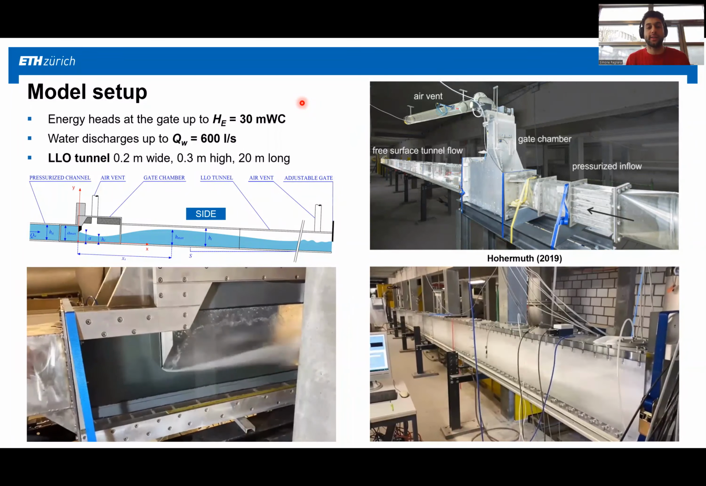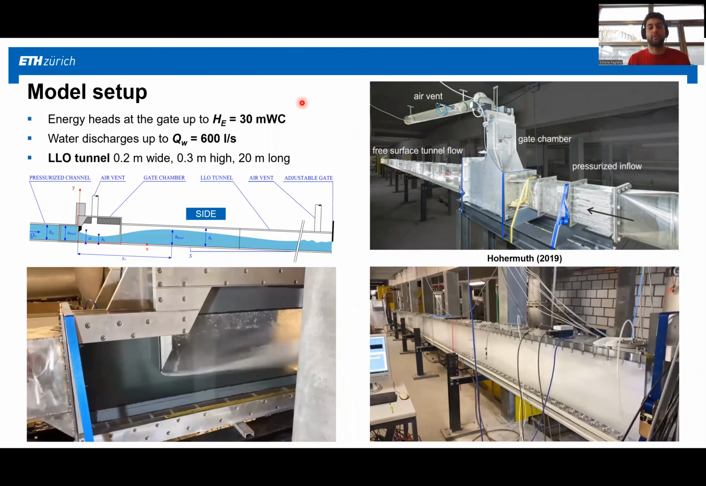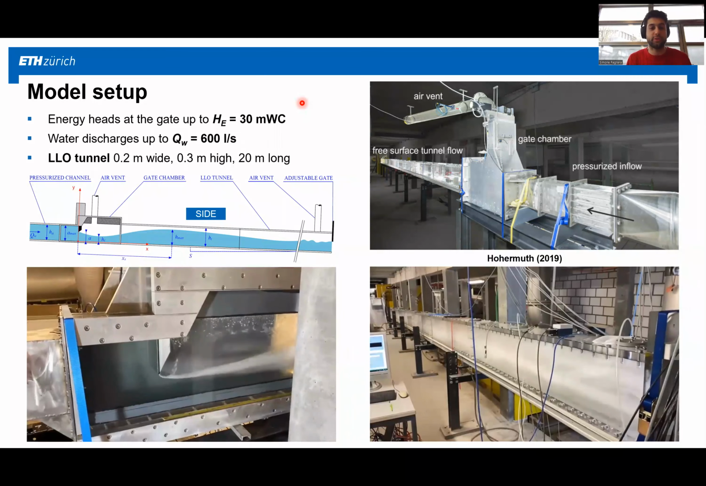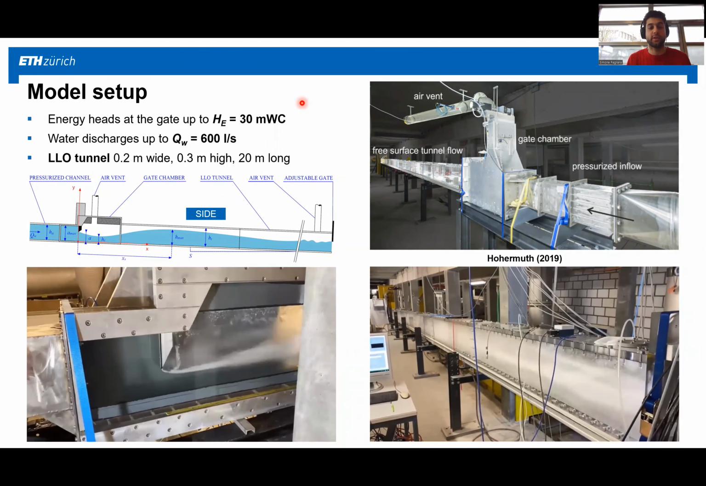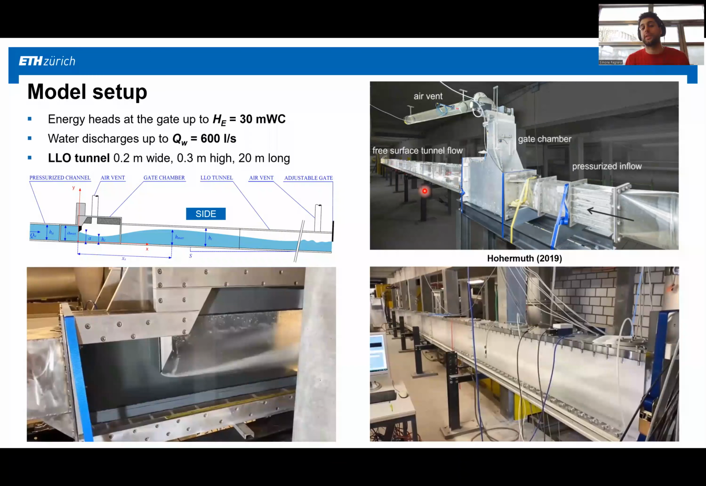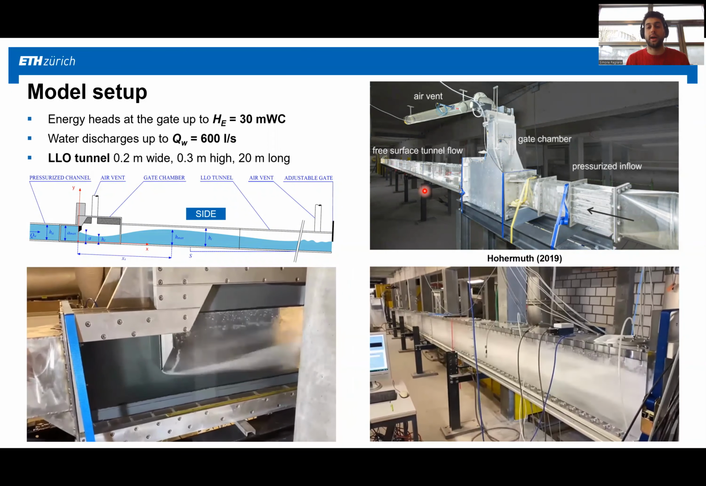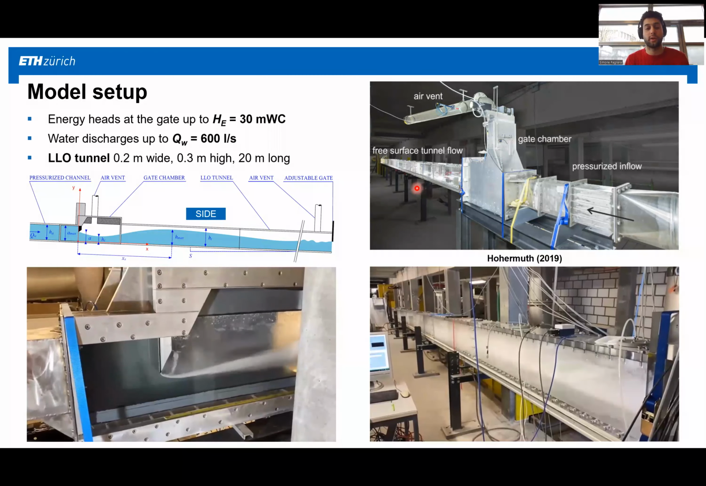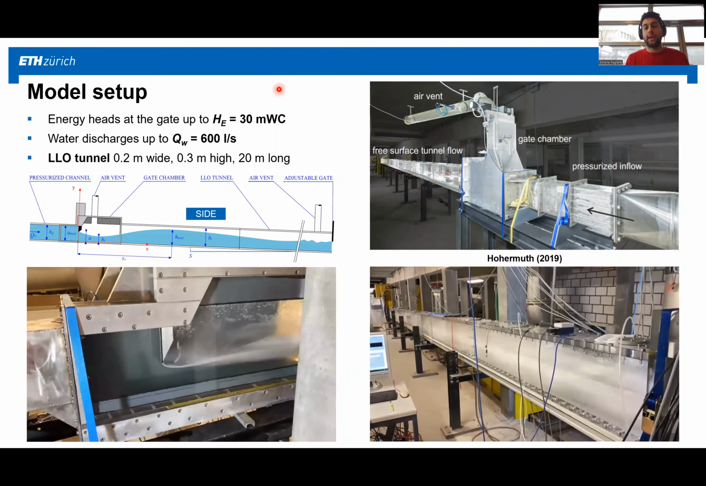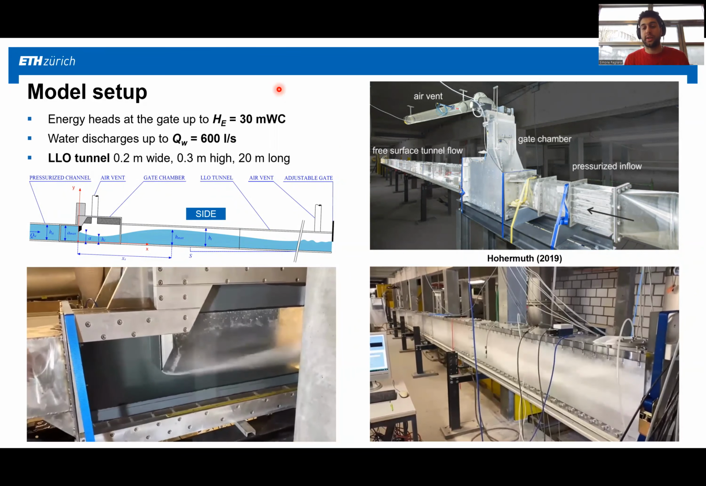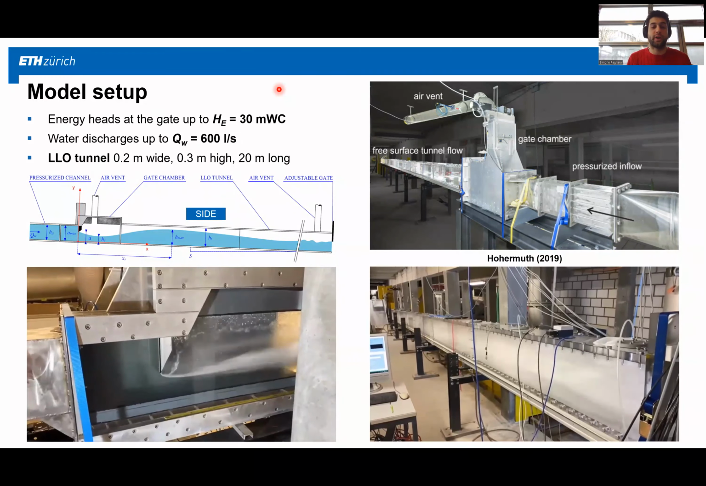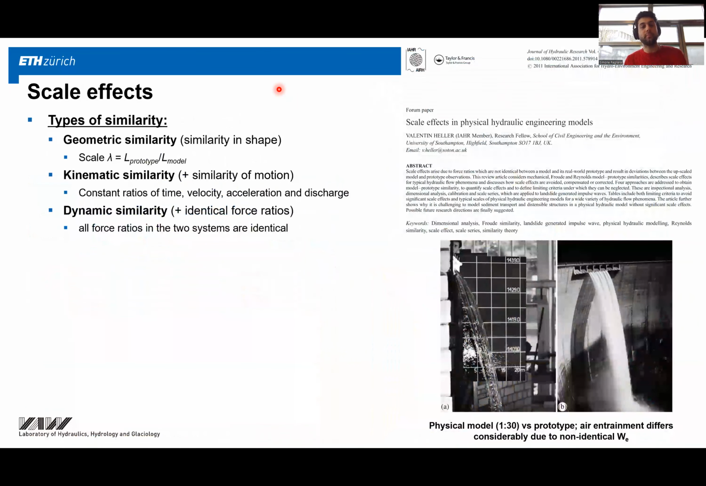So we have hydraulic heads at the gate up to 30 meters of water column. Discharge is up to 700 meters per second. And the tunnel is 20 centimeters wide and 30 centimeters high and 20 meters long. And compared to dams in Switzerland, it scales 1 to 5, 1 to 20.